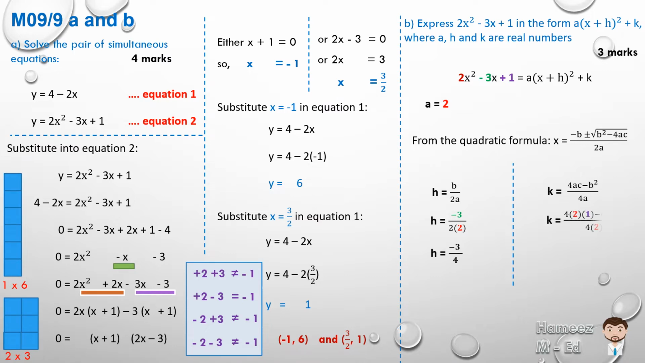And if we substitute 4 by 2, that's a, which you got already. c is 1, minus b squared, minus 3 squared. 4 2s are 8, 8 1s are 8. 8 minus 9. 8 minus 9 is minus 1 over 8. As such, we can write 2x squared minus 3x plus 1 is equal to 2 brackets x minus 3/4 all squared minus 1/8.